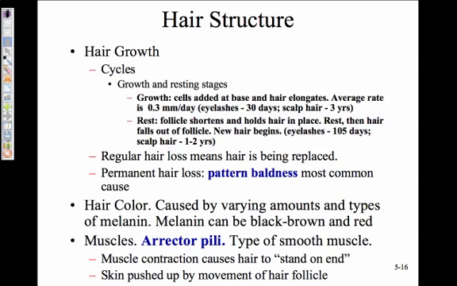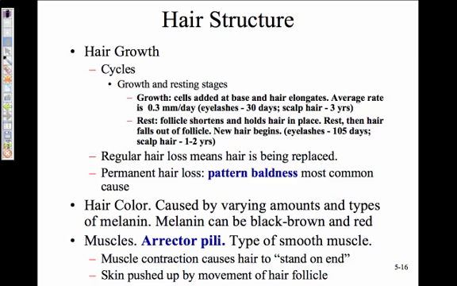So hair grows in cycles. It has a growth and resting stage. In the growth stage, the cells are added at the base and the hair elongates. The average rate is about 0.3 millimeters per day, and eyelashes grow for 30 days, and scalp hair for 3 years, and then they fall out.